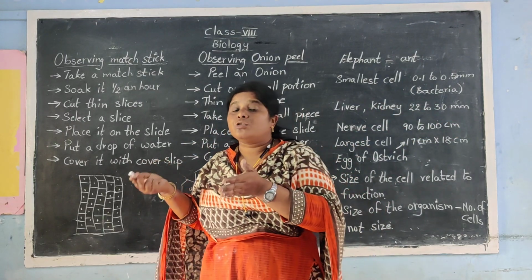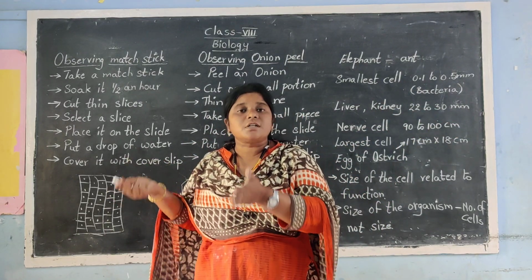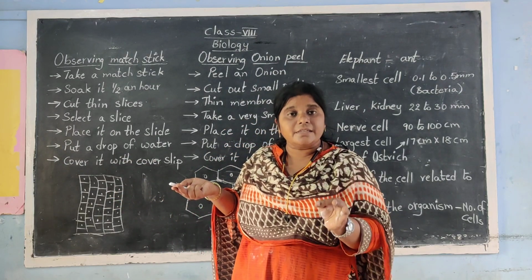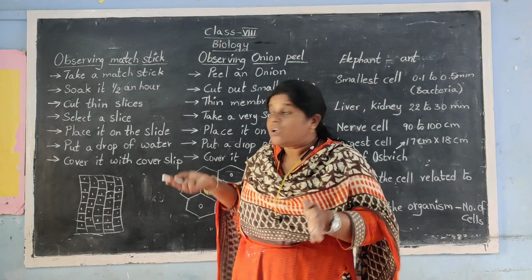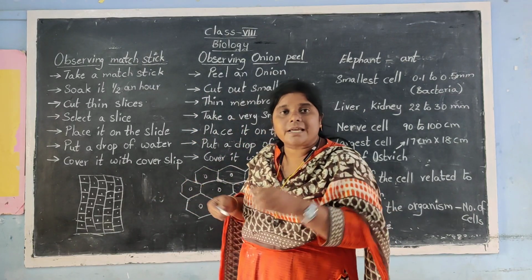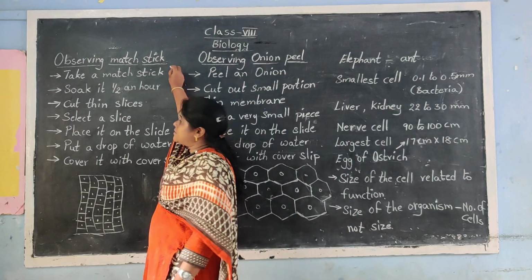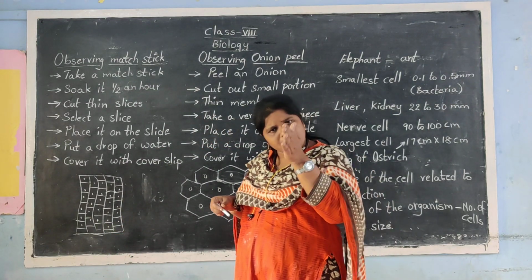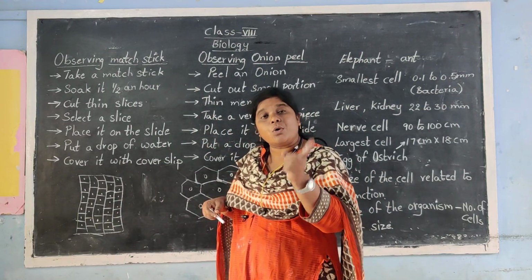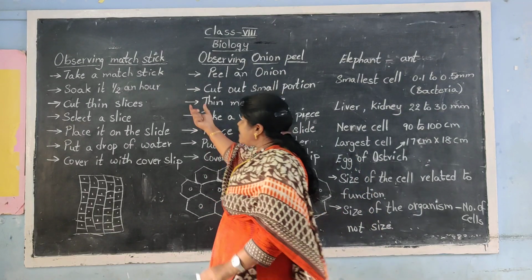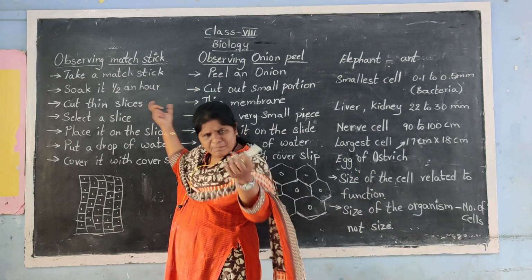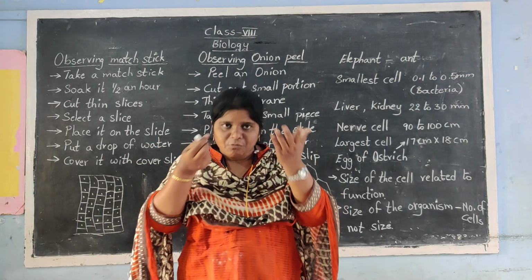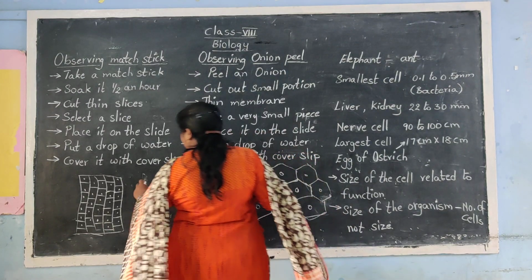Likewise, Robert Hooke is the person who discovered the cell. The experimental material selected by Robert Hooke is what? Oak tree. Like that, for you to observe cells, we are selecting an experimental material called matchstick. So, how to observe matchstick cells? By this you can understand that each and every organism is made up of cells. Now, matchstick is a part of what? Part of a plant. Every matchstick is prepared from plants.